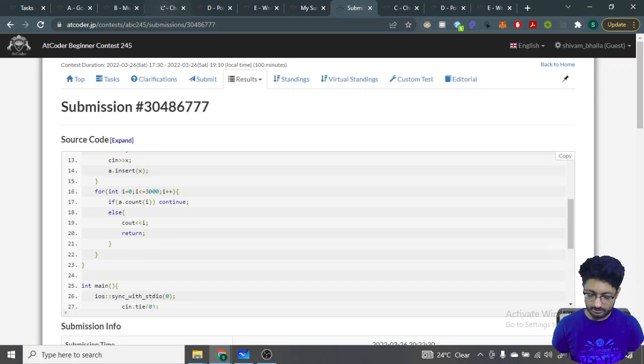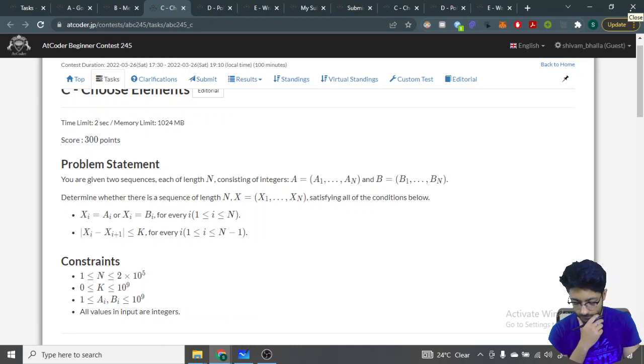Cool. The third problem is, you are given two sequences, each of length n, consisting of the integers a1 till an, and b1 till bn. So two integer sequences are given here.